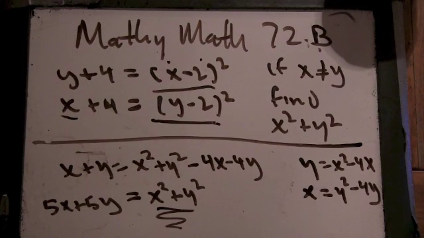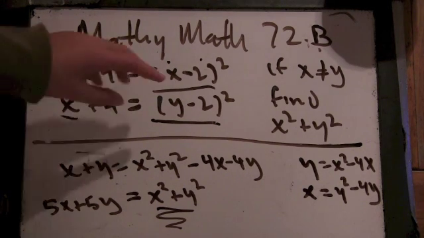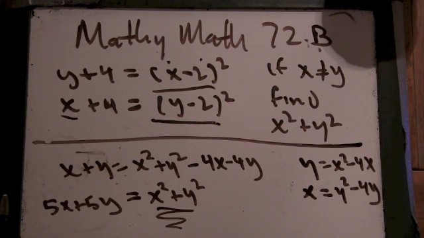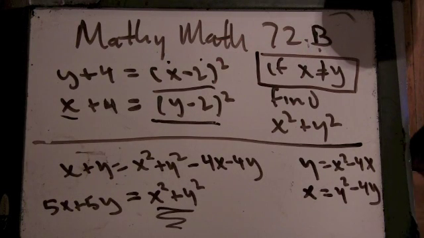What were you given? We were given that y plus 4 is x minus 2, whole thing squared, and x plus 4 is y minus 2 squared. Okay. So we were given that, and we know also that x doesn't equal y. Okay. You were also given this. But we really haven't used that yet. You were also given that x doesn't equal y, so don't ignore those beginning things.